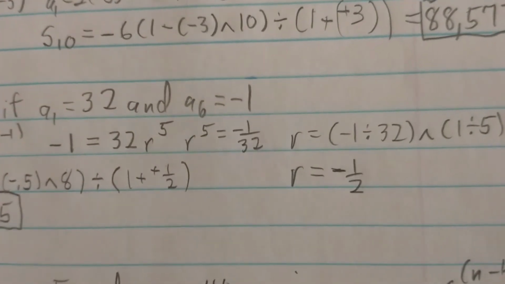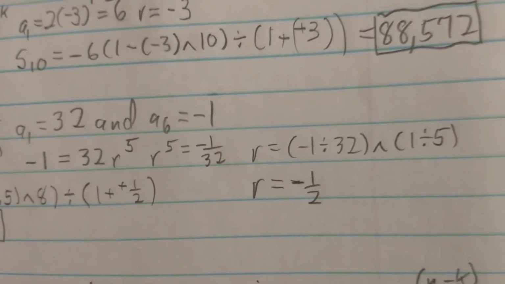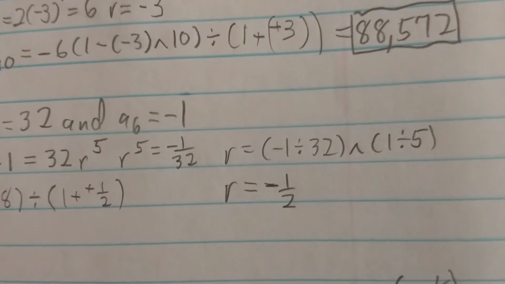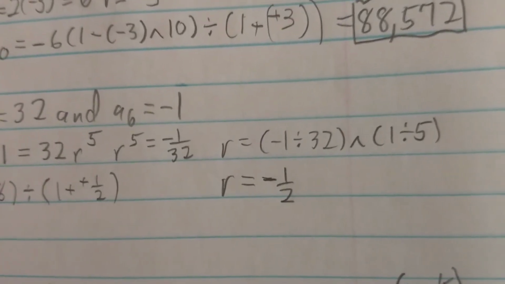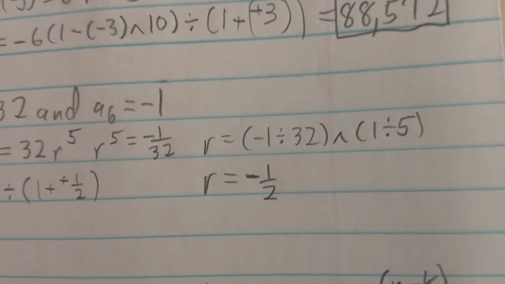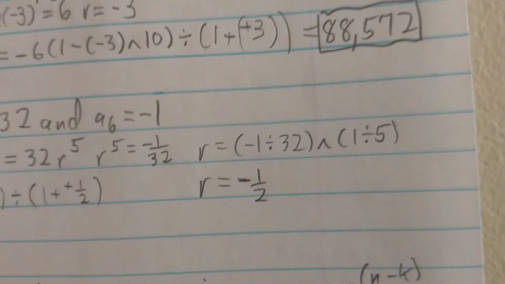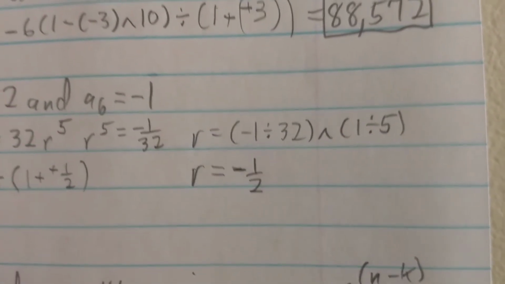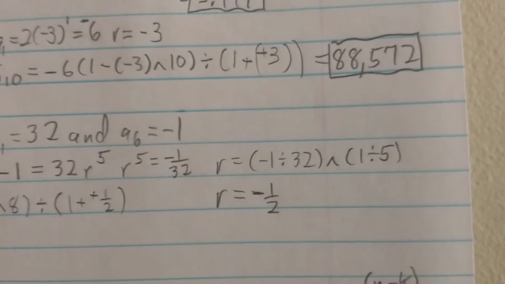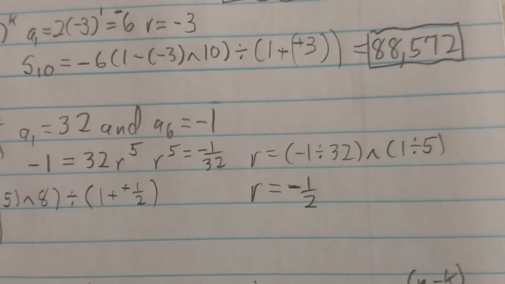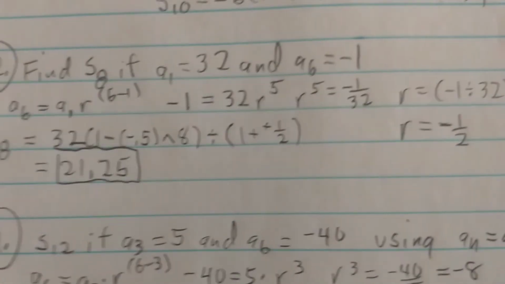Now 1 times parentheses 1 minus left parentheses negative 3 right parentheses to the power 10, the negative has to be in parentheses, divided by parentheses 1 minus negative 3, or 1 plus 3. So make sure you can get that to come out to 88,572.